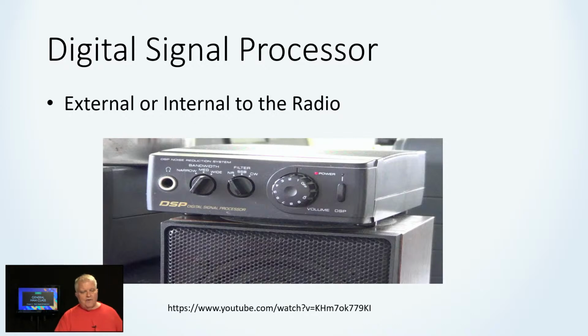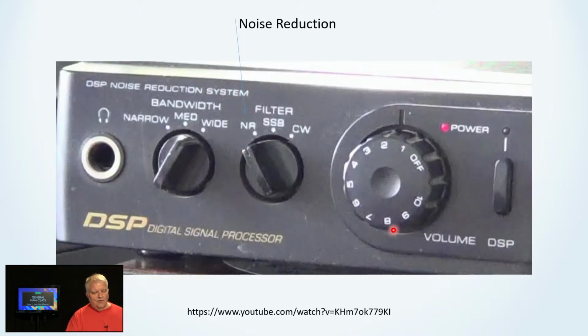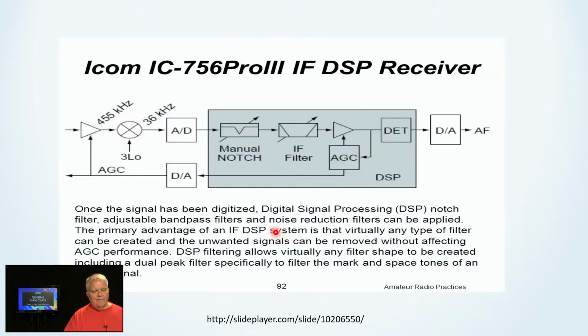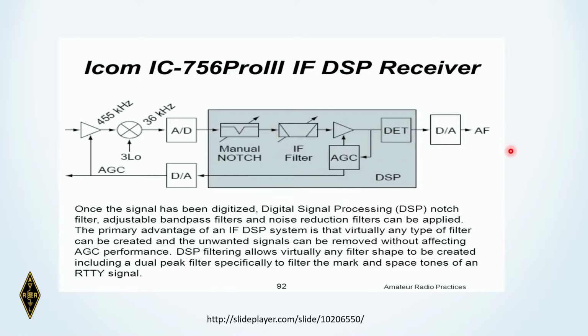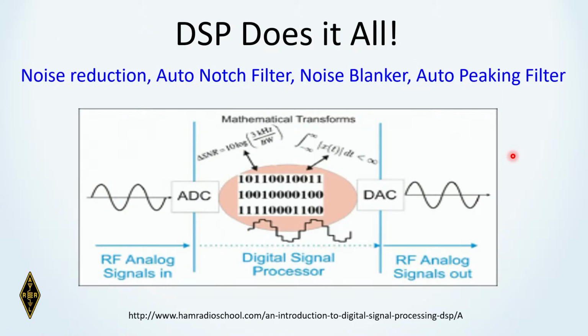And digital signal processors can be external or internal to the radio. Radio Shack used to sell these outboard digital signal processors. You ran audio into them and they would clean them up. You actually had noise reduction capabilities. You had filters for single sideband and for CW, and bandwidth choices: narrow, medium, and wide. A lot of the radios though have digital signal processing built in to the radio. It's all right there.